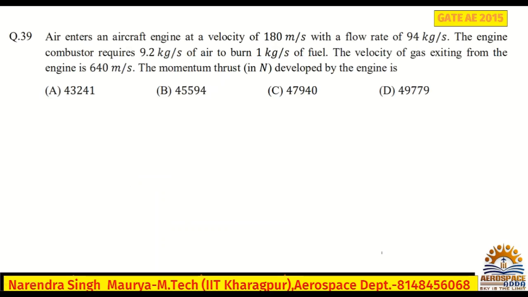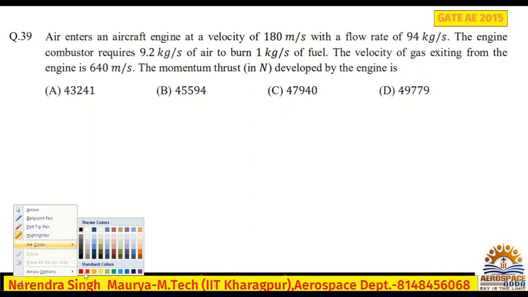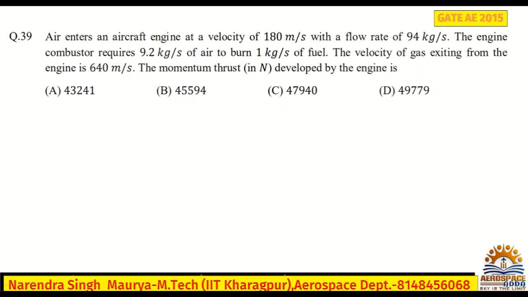All right. This is the next question. Now this is problem number 39 for 2 marks. All right, so check. Air enters an aircraft engine at a velocity of 180 meter per second with a flow rate of 94 kg per second. The engine combustor requires 9.2 kg per second of air to burn 1 kg per second of fuel. Find the velocity of gas exiting from the engine.